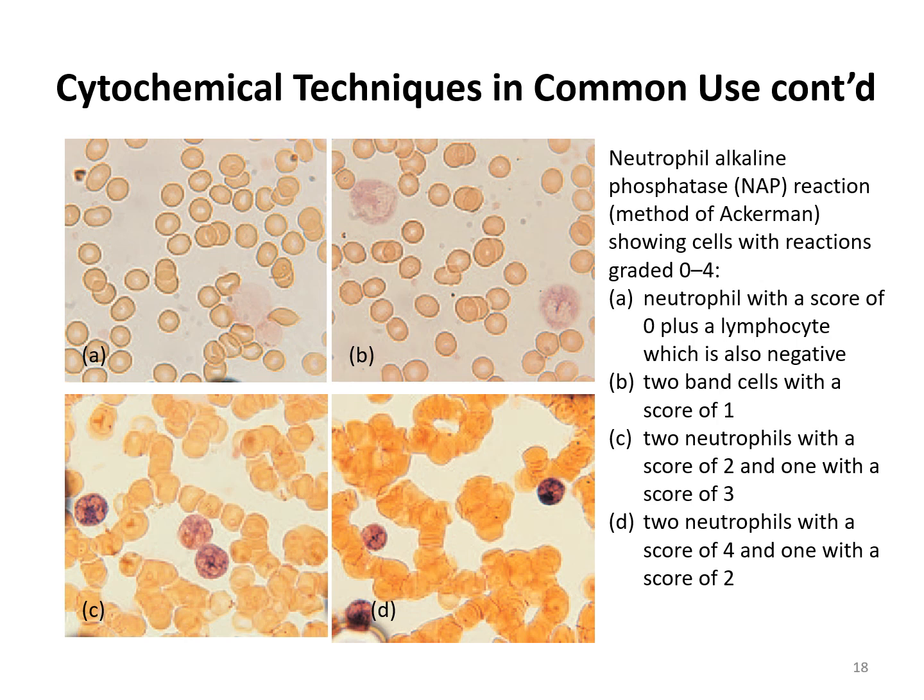So 2 neutrophils with a score of 2, because this is more or less comparable in color, and this one is darker, so maybe this is 3. And then finally we have 2 neutrophils with a score of 4, very dark, and 1 with a score of 2. So this is more or less comparable with this color. So this is plus 2, or 2 in scoring.